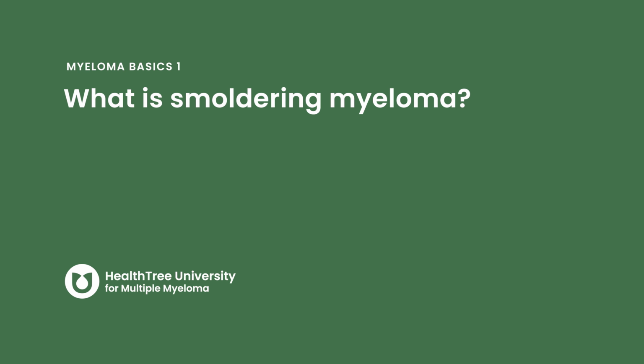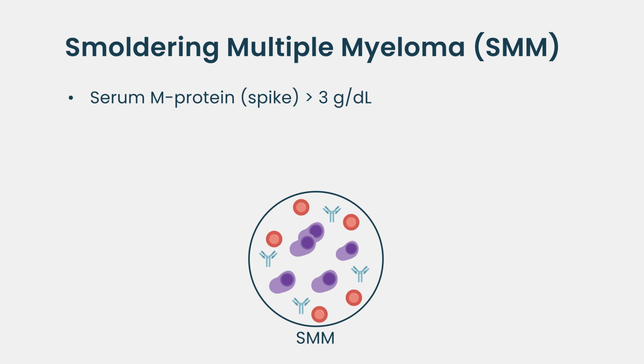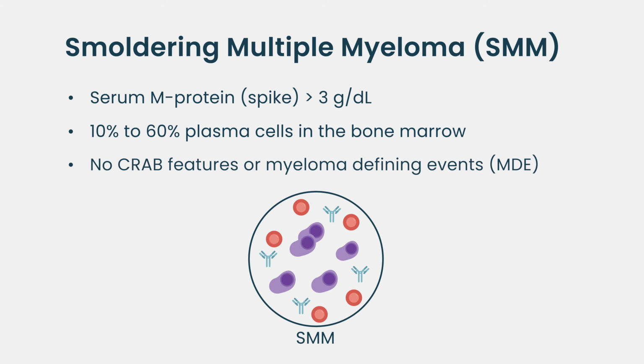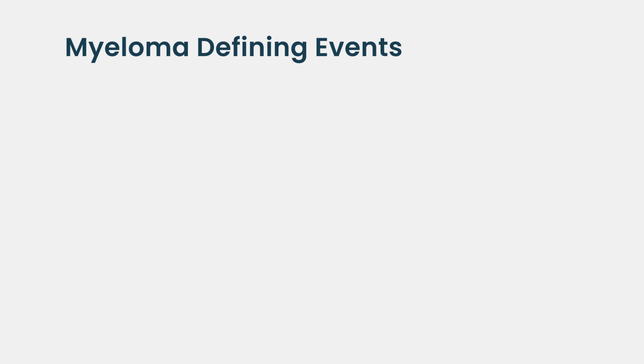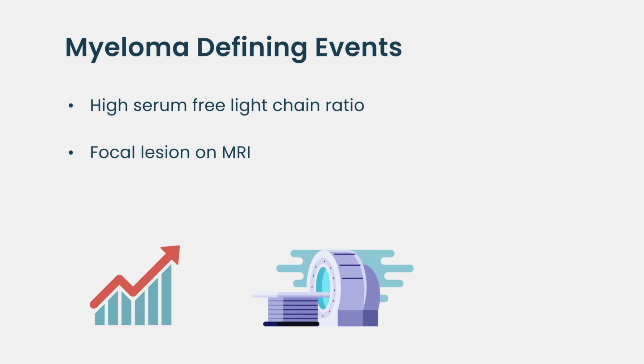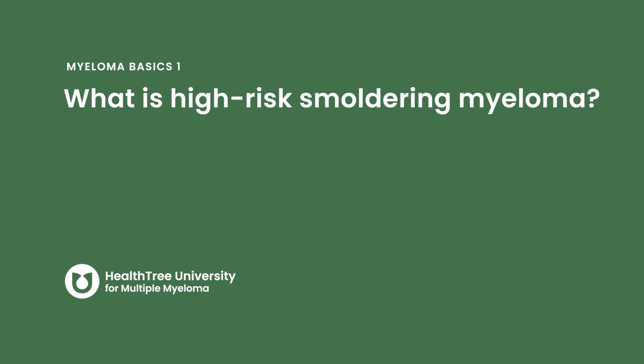What is smoldering myeloma? Smoldering multiple myeloma is a slightly more advanced state prior to the development of overt multiple myeloma, and that's characterized by an M spike of 3 or more grams per deciliter, as well as a bone marrow plasma cell percentage of 10 to 60%, with the absence of other features that might define myeloma, which we often think of as a myeloma defining event, like a very high serum free light chain ratio, or a focal lesion on an MRI, or organ damage, which would be CRAB criteria for multiple myeloma.